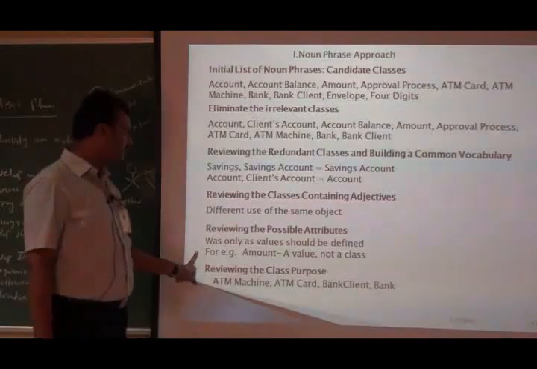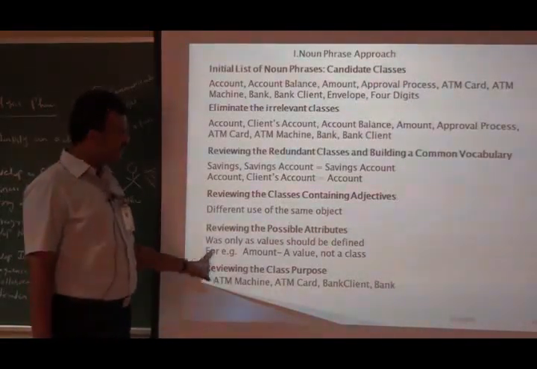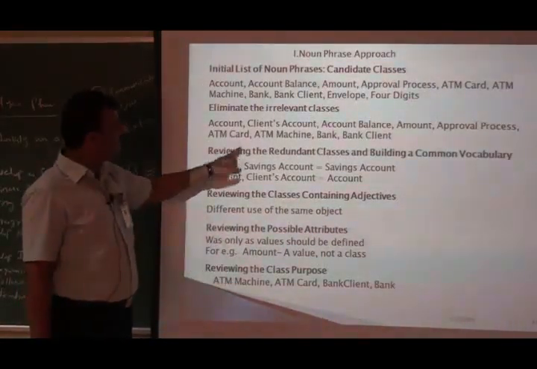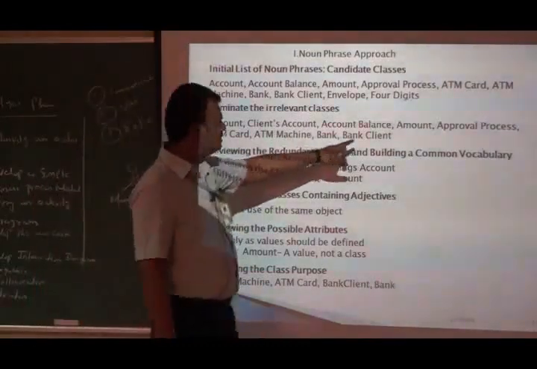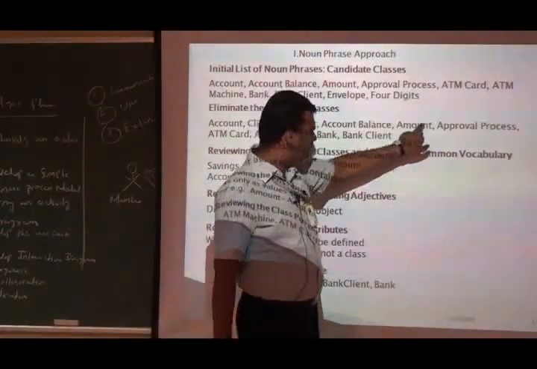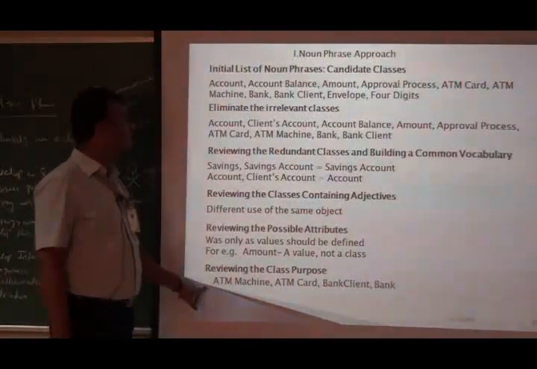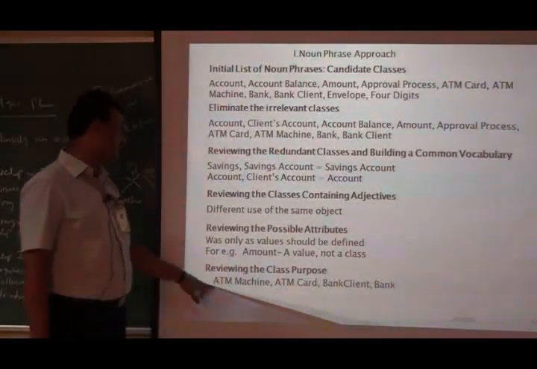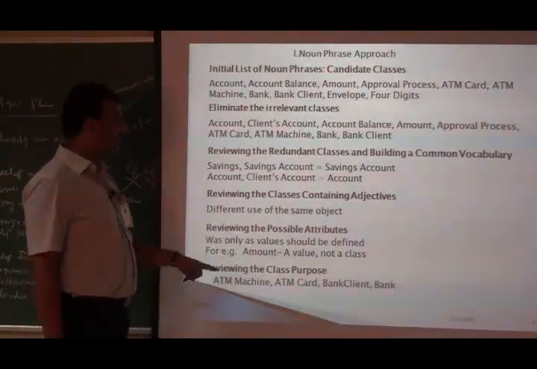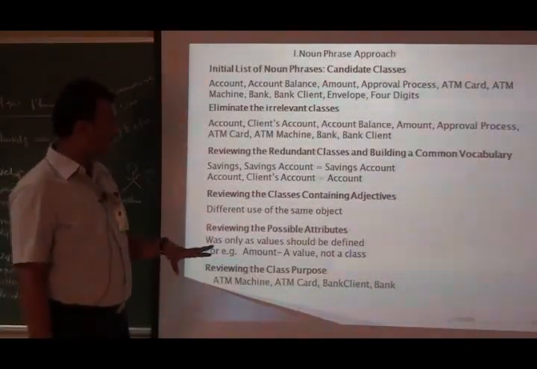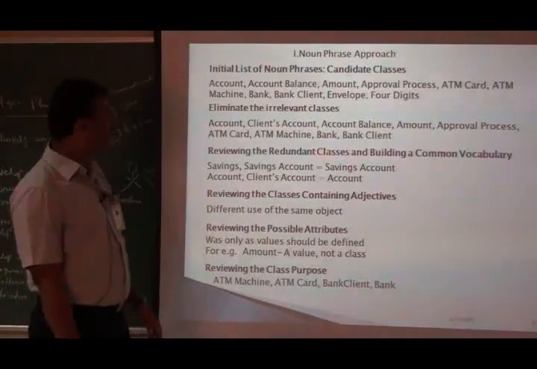Then, the next one is reviewing the possible attributes. For example, the amount. Here the amount is one of the classes, but it is a value, not a class. So we are going to eliminate the amount class. Finally, these are the final classes of the noun phrase approach: the ATM machine, ATM card, bank client, bank. These are the final list of classes of the noun phrase approach.